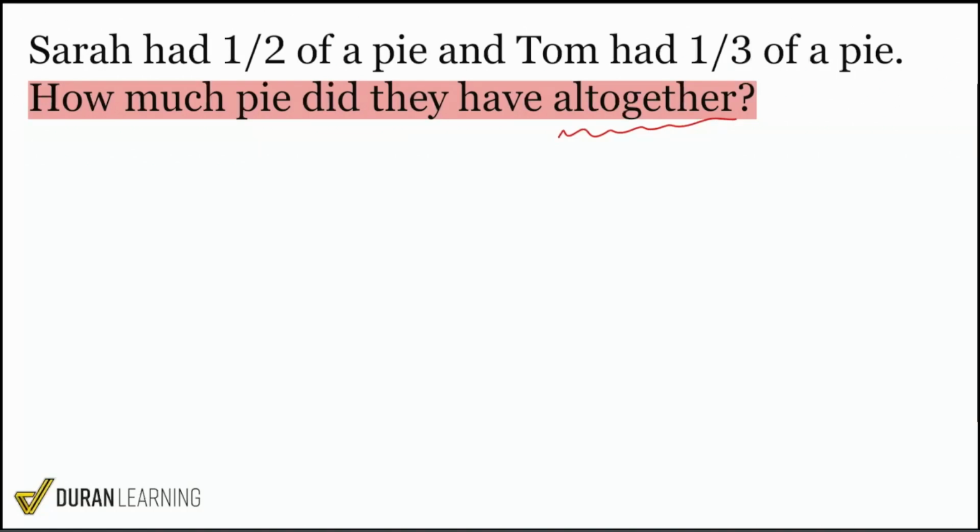And so over here, let's understand the information. It says Sarah had half of a pie and Tom had a third of a pie. So basically, Sarah has this much pie, Tom has that much pie. How much pie did they have all together? Everybody, can we confirm that, yeah, for sure, we're going to be adding these two amounts together? Right on. So let's go ahead and get that done.